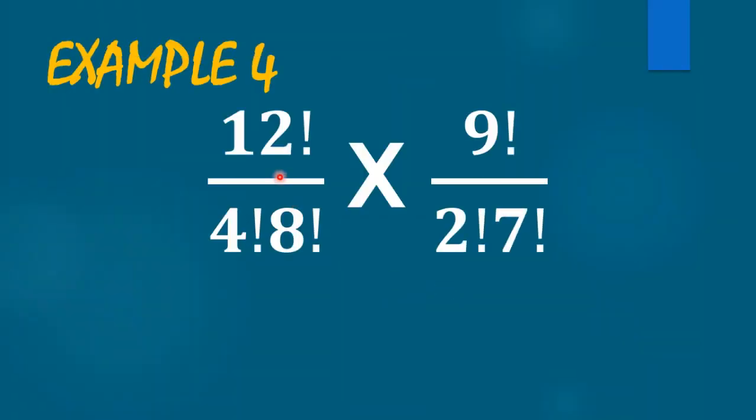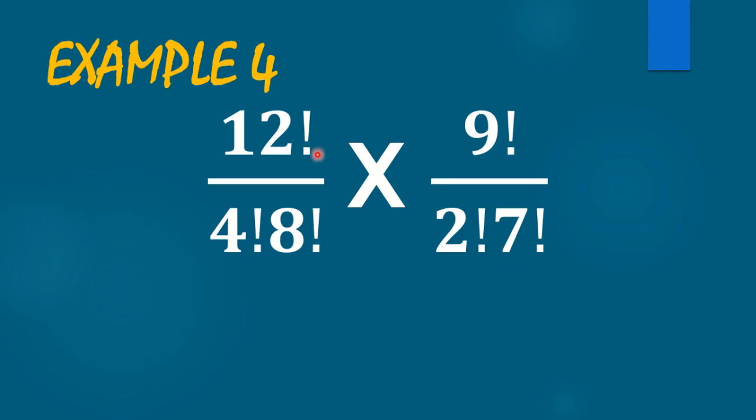Example number 4, we have 12 factorial over 4 factorial times 8 factorial, times 9 factorial over 2 factorial times 7 factorial. So for the 12 factorial, this is equal to 479,001,600, divided by the 4 factorial times 8 factorial, which is equal to 967,680. Then the 9 factorial will be equal to 362,880. And the product of 2 factorial and 7 factorial will be equal to 10,080.